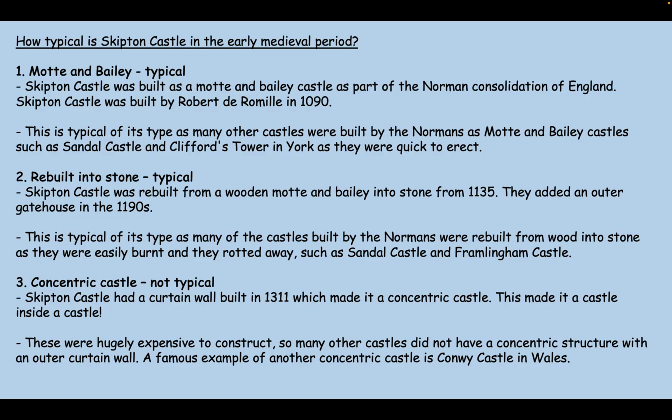In terms of the typical question, you might get a question asking, how typical is your site in a certain period? Now, if something's typical, basically what it means is it's common, it's regular, it happens in other places. So if Skipton Castle is typical, it's like other castles. If Skipton Castle is not typical, it's not like other castles. Now, what's important in this question is that you must give, so you're writing 3 paragraphs, but you must give at least one on each side. So you must give at least one typical and at least one not typical.